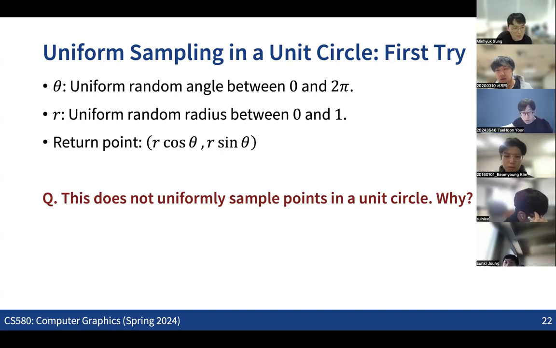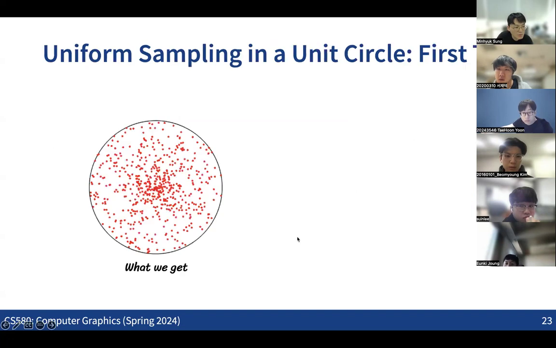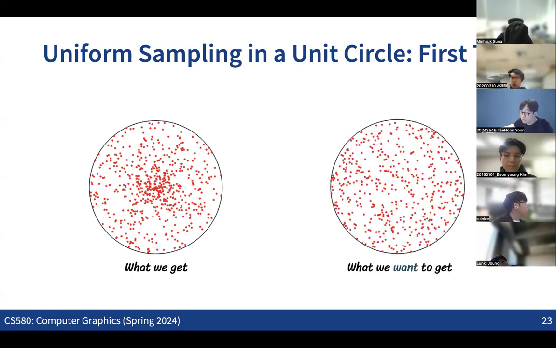If I give some more hints, the output of this sampling becomes like this. You can see that we have some concentration at the center of the circle, while the uniform sample that we want to see is this kind of output, with more evenly distributed points. And the question is: why do we have a concentration at the center, right?